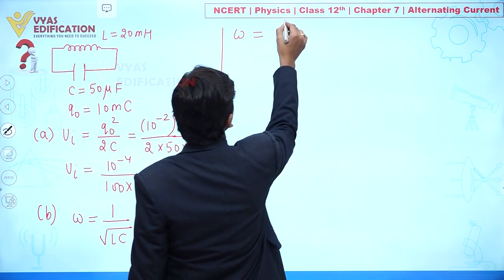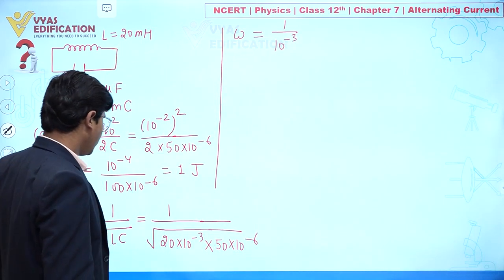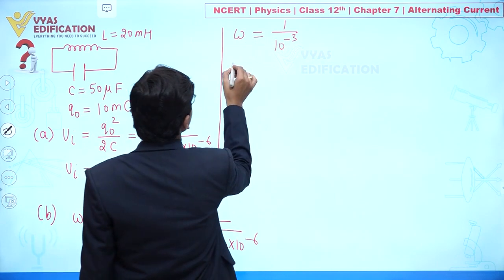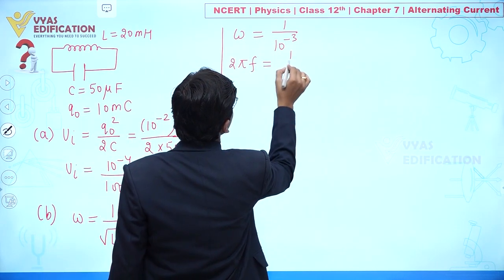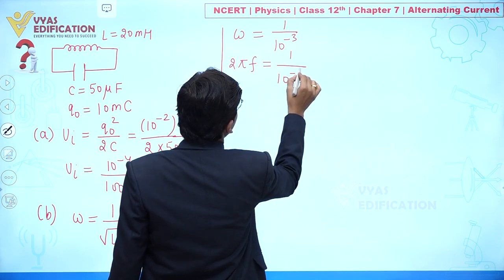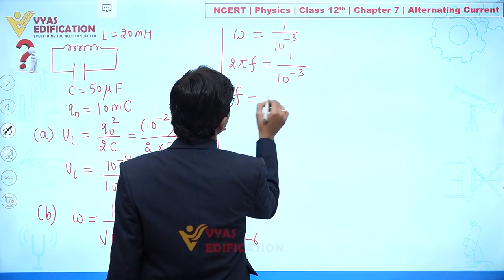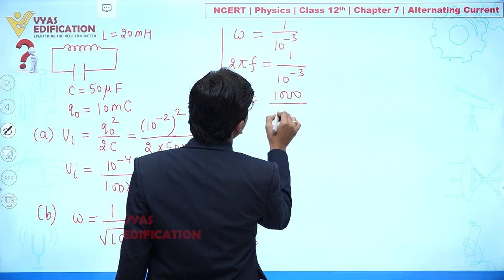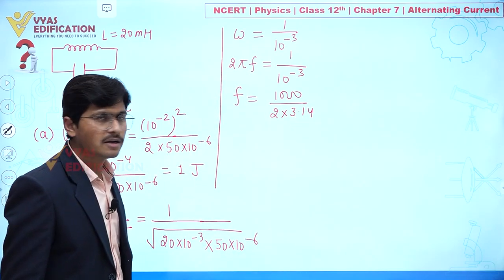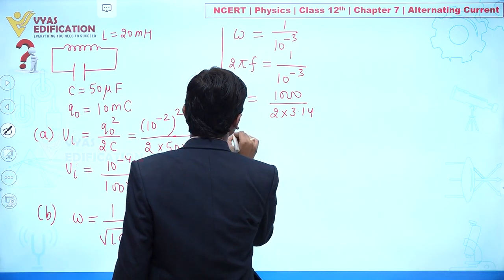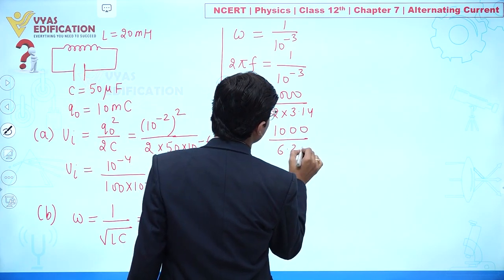So I can say, we can write this is equal to 10 to the power minus 3. Clear? So from here we can write omega as 2 pi f, and this is equal to 1 upon 10 to the power minus 3. Or we can write f as 1000 divided by 2 pi, taking pi value as 3.14. So from here we can see the value of f is 1000 divided by 6.28.